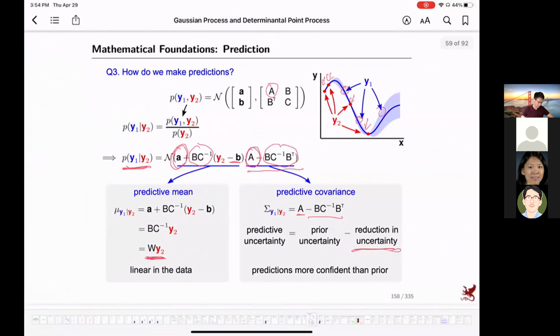Okay. Can you maybe go back? This page or the previous page? Yeah, this one. Okay.